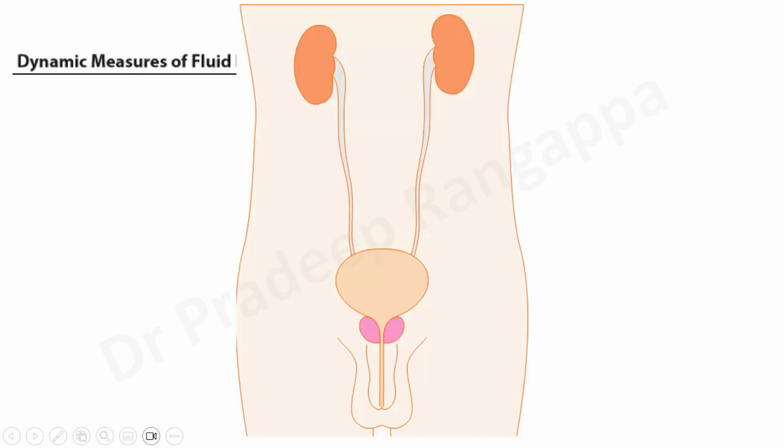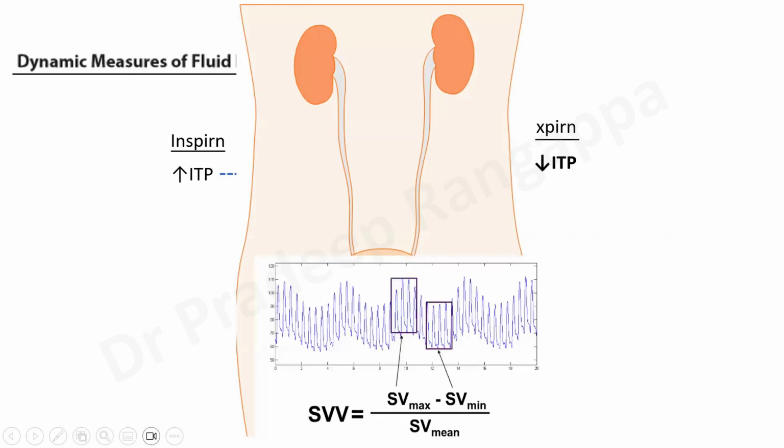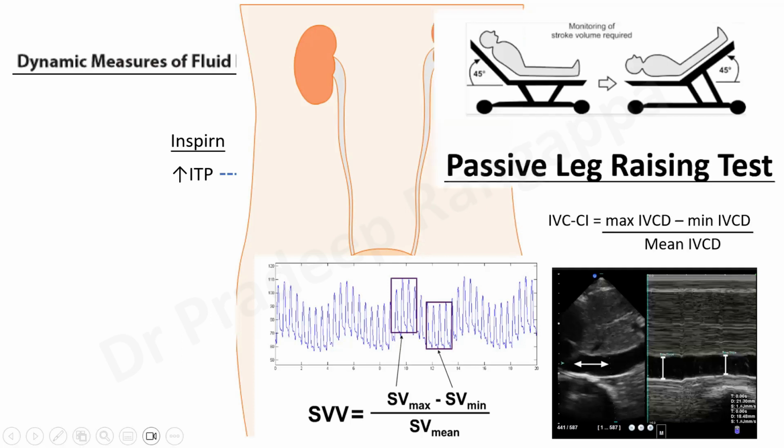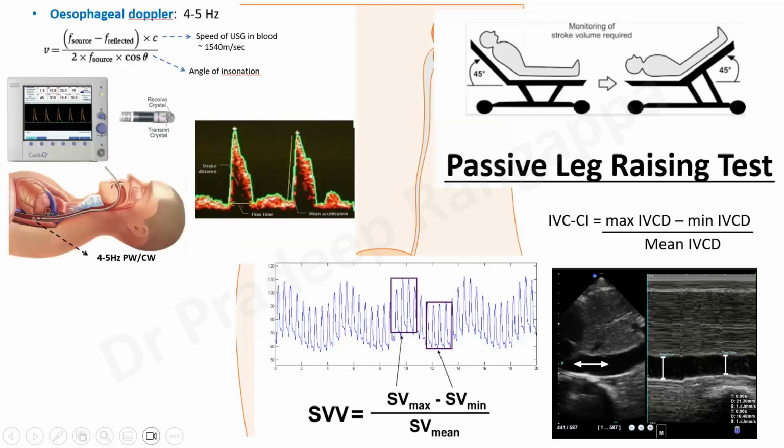There is a separate video on the dynamic measures of fluid responsiveness. I won't go into the details, but what we understand by dynamic measures is, in a patient who is mechanically ventilated, there are changes in the pressure: during inspiration, there's an increase in the intrathoracic pressure, and during expiration, there is a reduction in the intrathoracic pressure. And this variation in the intrathoracic pressure during inspiration and expiration is quantified by using stroke volume variation or IVC collapsibility index, or using the passive leg raising test and looking at the cardiac output rise, or esophageal Doppler.